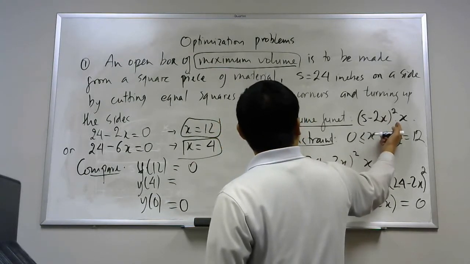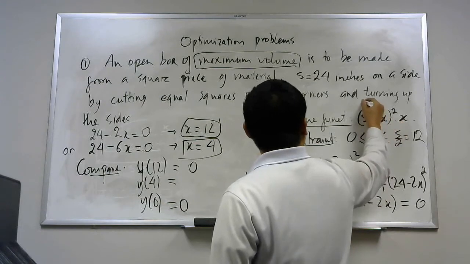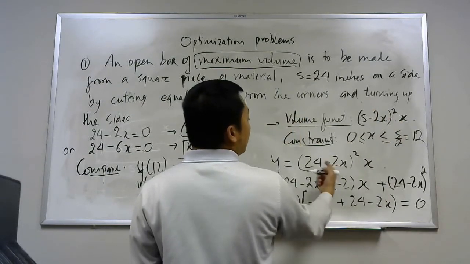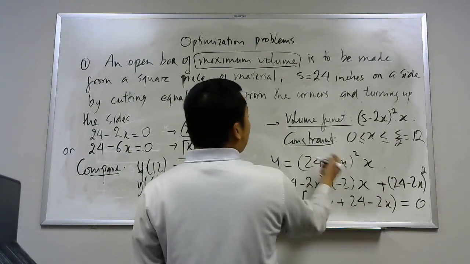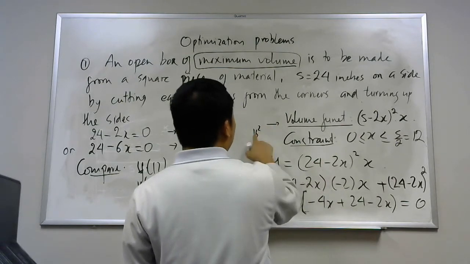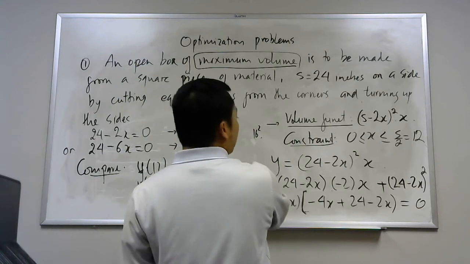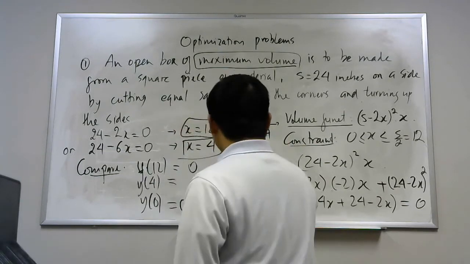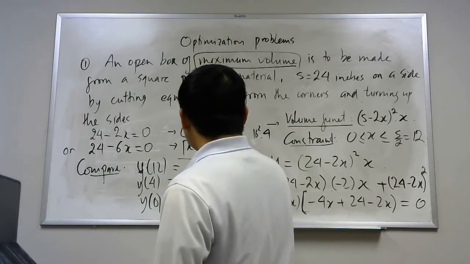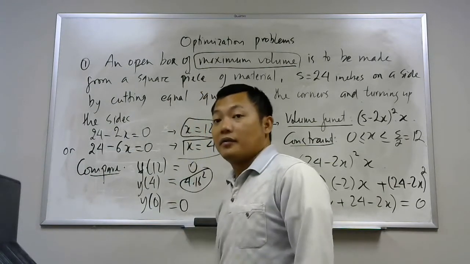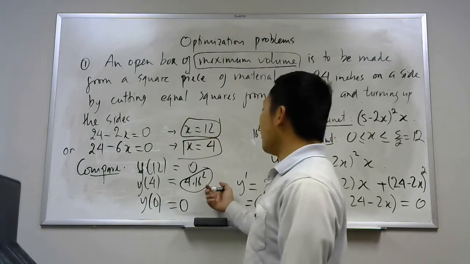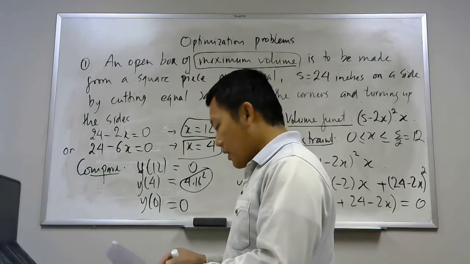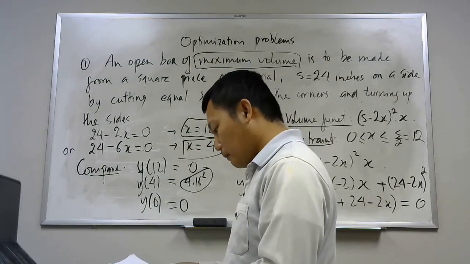And when you plug 4 into this, you get 4 times in here. But that is 24, right? 24 here, I have 8. 24 minus 8 is 16. 16 squared, okay? You take 16 squared multiplied by 4. So you have 4 times 16 squared. You can use a calculator to find that number, okay? So that is our answer. The maximum volume of this is 4 times 16 squared.